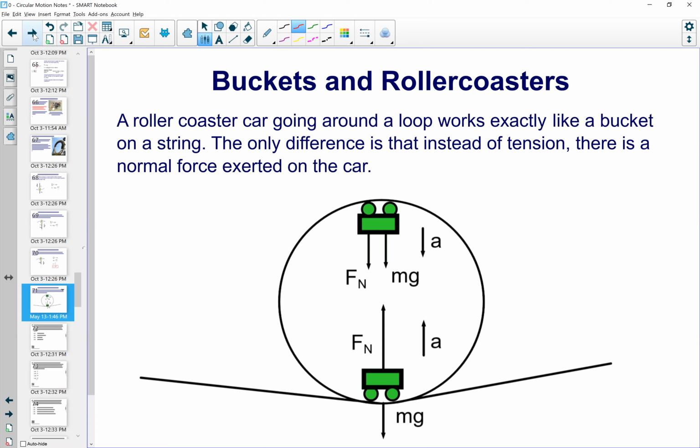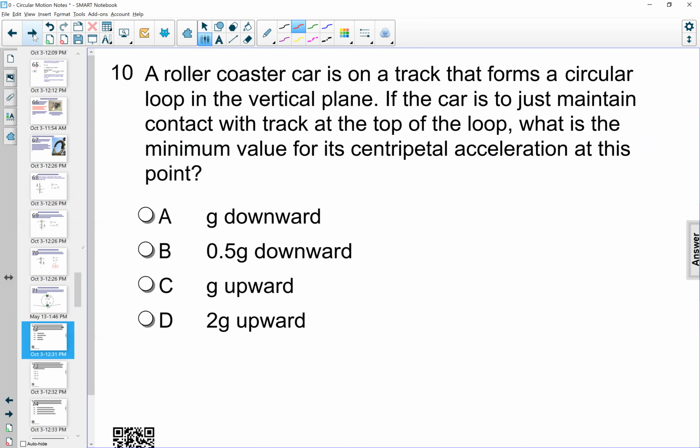All right, let's wrap it up with a few questions here. A roller coaster is on a track that forms a circular loop in a vertical plane. If the car is to just maintain contact with the track at the top of the loop, what's the minimum value for its centripetal acceleration at that point? So when you think you know the answer, go ahead and type it into the chat.